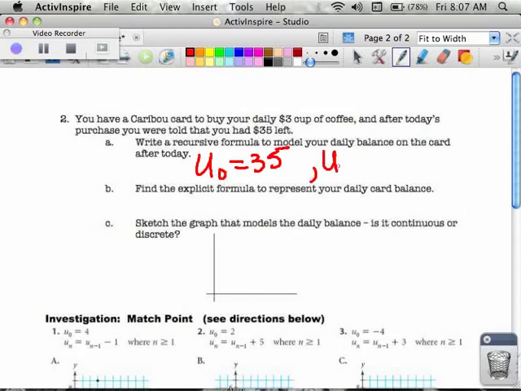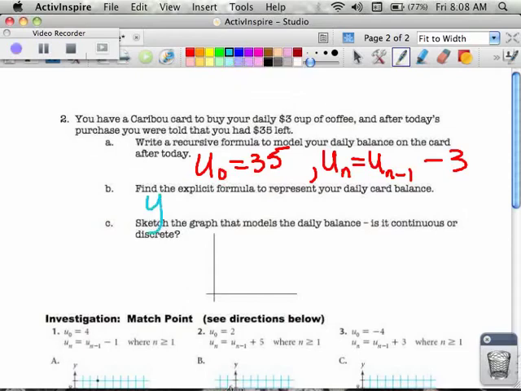And from now on, my u_n will be u_(n-1) minus 3. What happens each day? You subtract 3, because your coffee costs $3. So that's the recursive formula, something we've been working with for a whole chapter. And now we're going to translate that into our explicit formula.